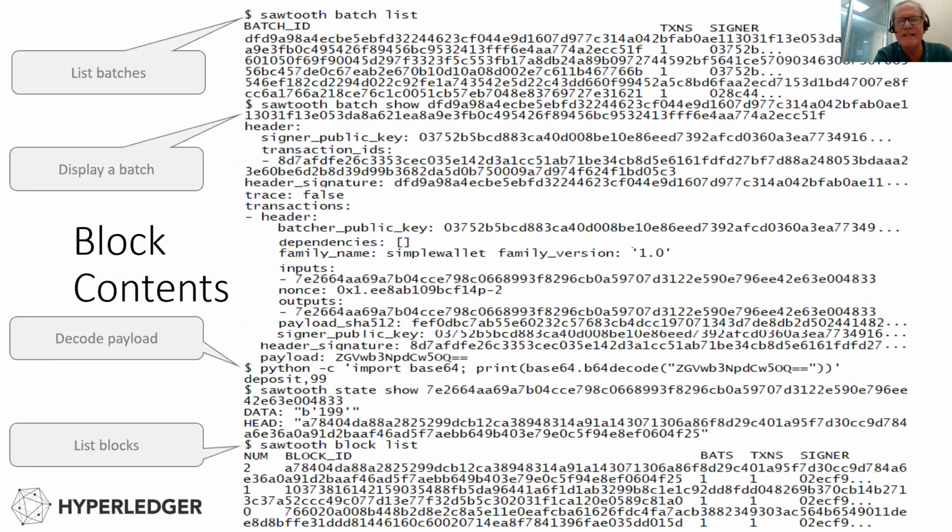So let's show the last batch we created. That's at the very top. So you can see the signer public key and the name of the family, SimpleWallet, the list of inputs and outputs. But the interesting part of this batch is the payload. You see that ZGVWb, which is encoded information. That's encoded using base64. So we could find out what's inside there by decoding it. Here's a very simple one-line Python program that decodes that string. And what is in that string decoded? It's just deposit comma 99.